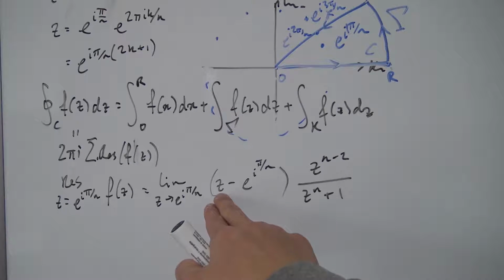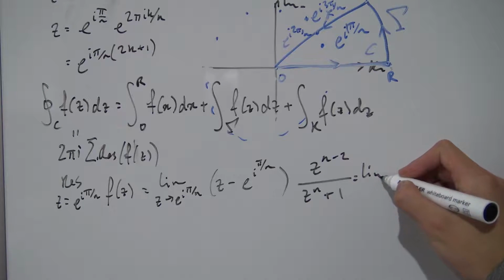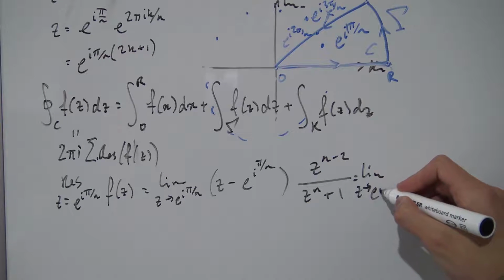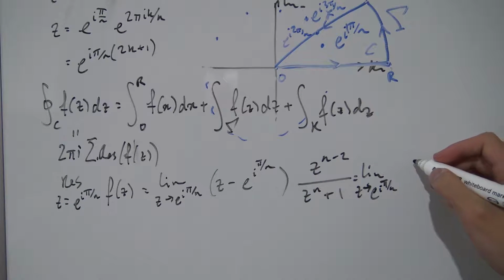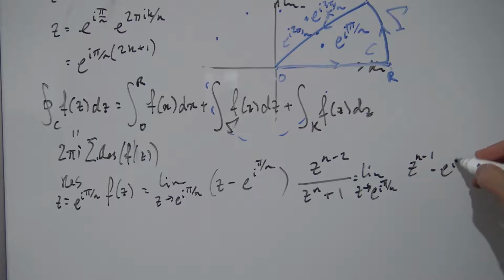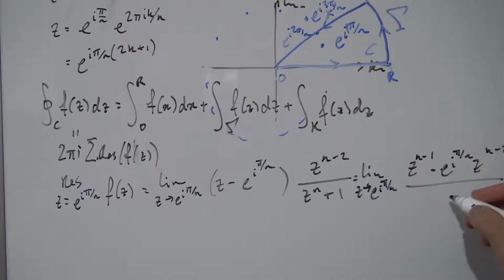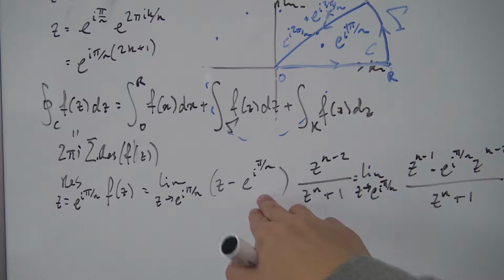So what I'm going to do is distribute this bracket a little bit. So now we're going to have the limit as z approaches e to the i pi over n of, now multiplying this in here, z to the n minus 1, and then minus e to the i pi over n, z to the n minus 2, over z to the n plus 1. Okay, very nice. Now I can go ahead and use L'Hopital's rule on this one, because now we don't have to deal with this multiplication right here.